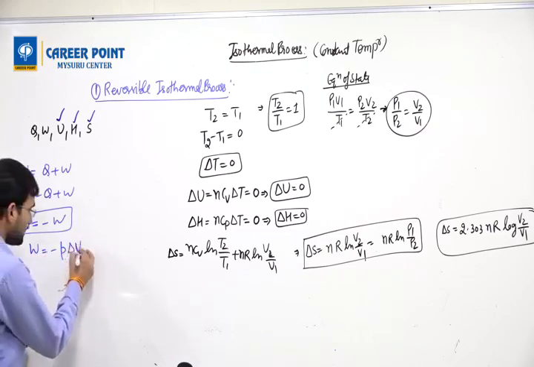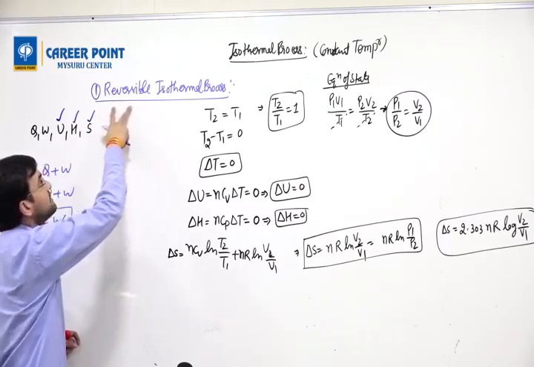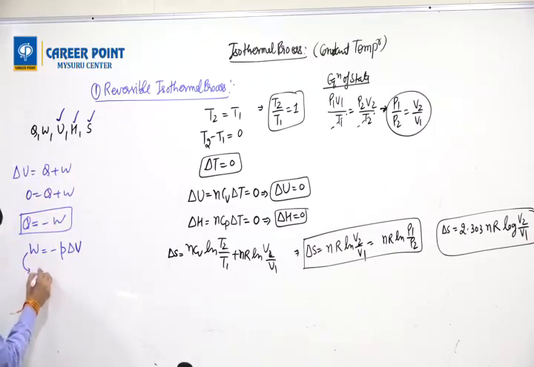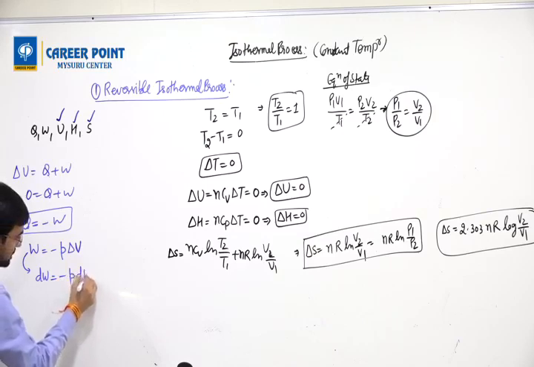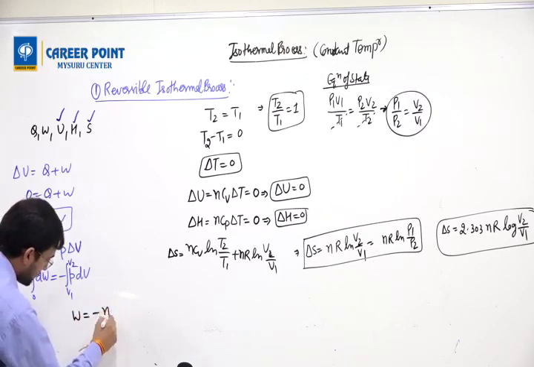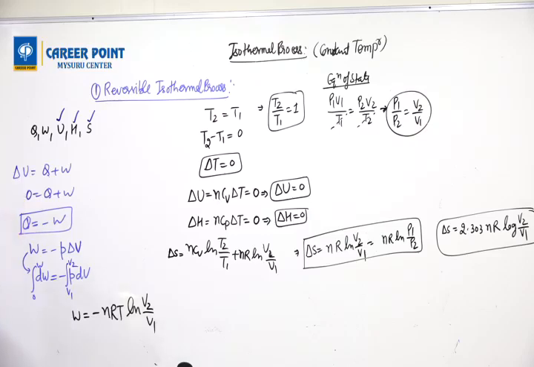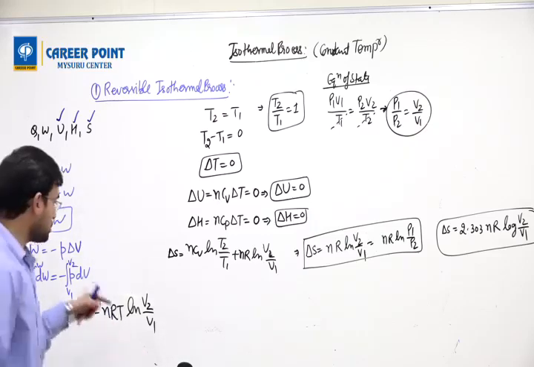Now, as this is a reversible process, this formula converts into dW equals minus P dV. Then we have to do integration, V1 to V2 and 0 to W. I'm not going to derive it. I'm going to simply write the formula. What is the formula of W? When you solve this, we get W equals minus nRT ln V2 by V1.